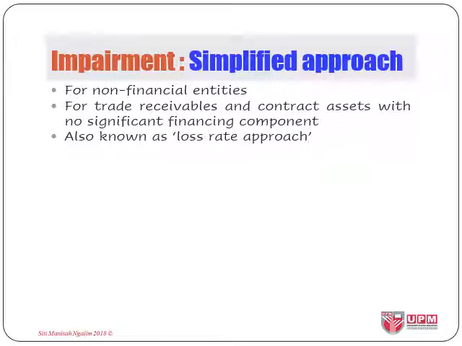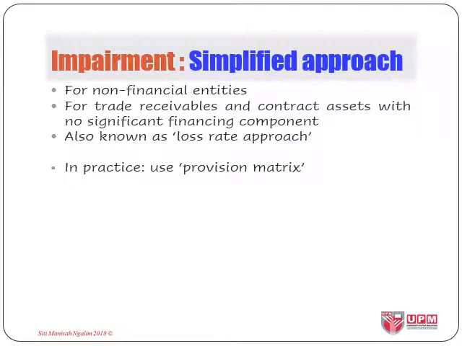As mentioned by your colleagues in their presentation, a simplified approach impairment is suitable for non-financial entities because they do not deal with financial instruments on a regular basis, therefore do not require sophisticated credit risk management system. Consequently, it is suitable for financial assets such as trade receivables and contracts with no significant financing components. This simplified approach is also known as loss rate approach.